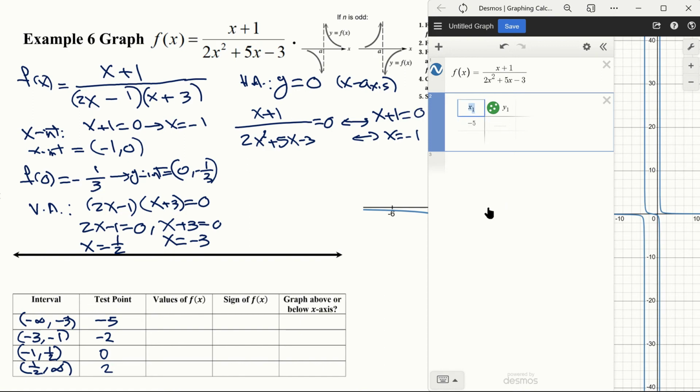Remember, we have to fix these. So that's going to be x, and the next column over is going to be f of x, or whatever name you choose. And then we want -2, then we want 0, and 2. Okay?